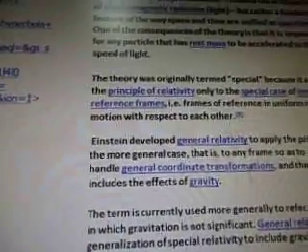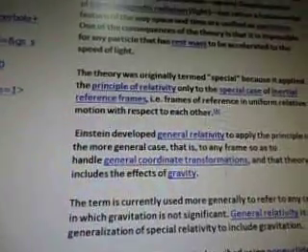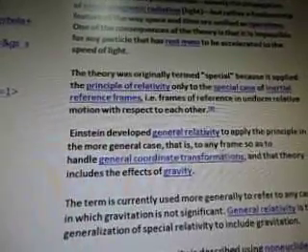The theory was originally termed special because it applied the principle of relativity only to the special case of inertial reference frames, i.e. frames of reference in uniform relative motion with respect to each other.